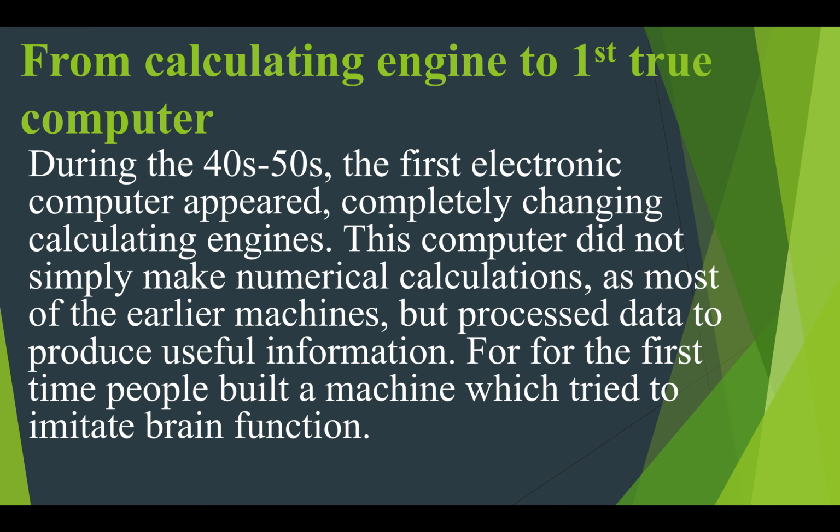From calculating engine to first true computer. During the 40s and 50s, the first electronic computer appeared, completely changing calculating engines. These computers did not simply make numerical calculations, as most of the earlier machines did, but processed data to produce useful information. For the first time, people built a machine which tried to imitate brain function.